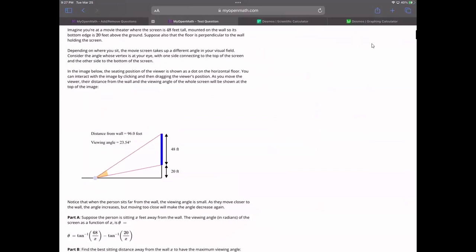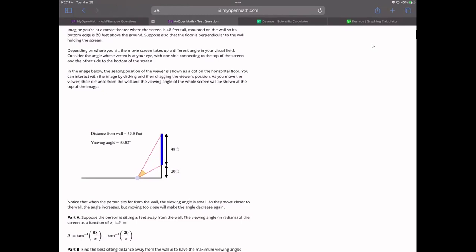You see, if you move this around, if you sit in different spots, depending on how far away you sit from the wall, you get a bigger or smaller viewing angle. See how my viewing angle is 32.09? It's getting bigger, 33. Oh, now it's going down. So right around there, I got the biggest viewing angle, from the top of the screen to the bottom, about 36 feet from the wall.